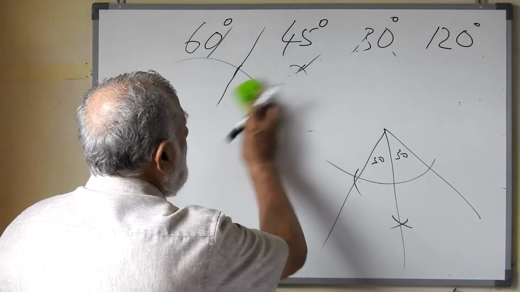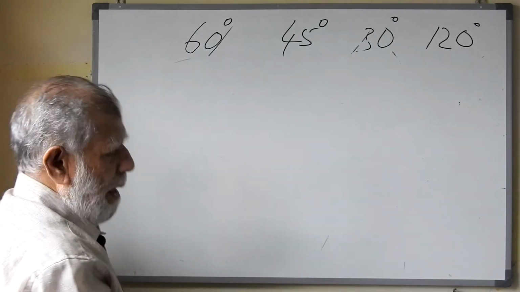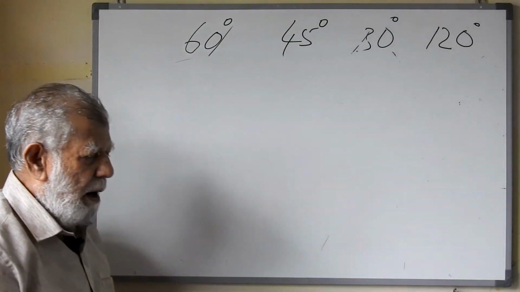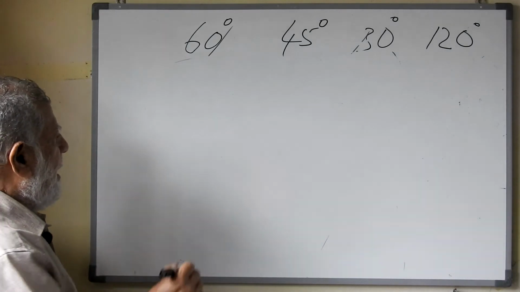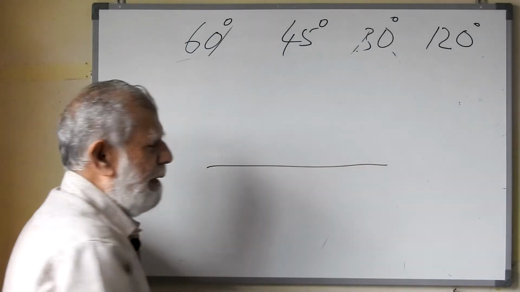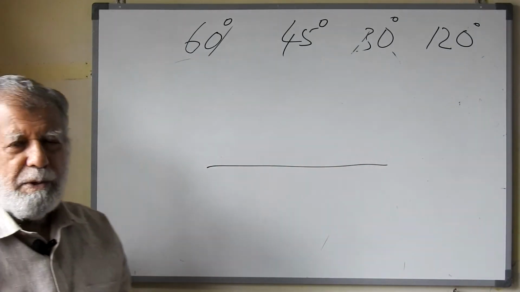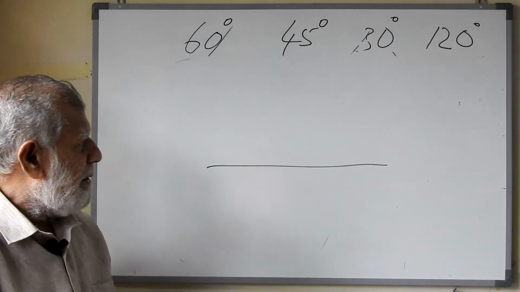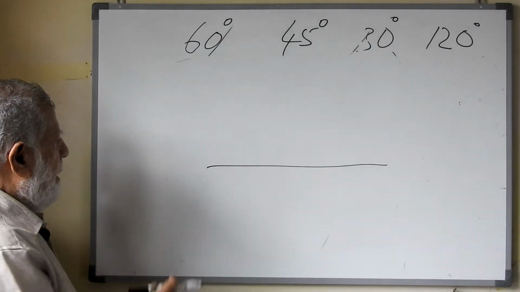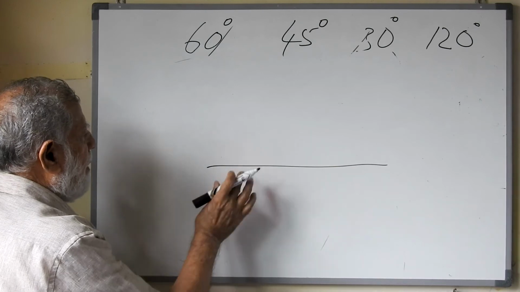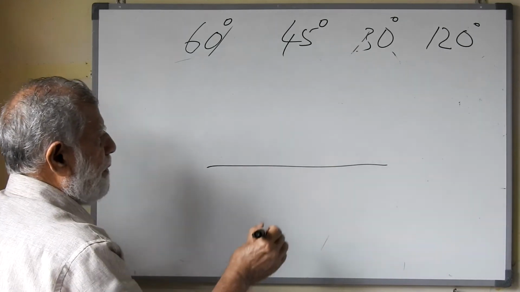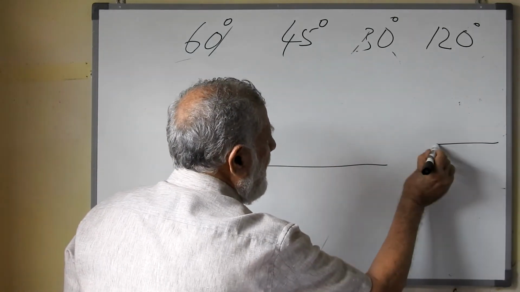Okay, we go to the next one. 120 degrees. How to draw 120 degrees? Same way. It's a big angle, so it's nothing to get worried about. 120 degrees is as easy as anything. So what you do is, now we draw the line. We have to draw a 120 obtuse angle. So 120 degrees will come like this.